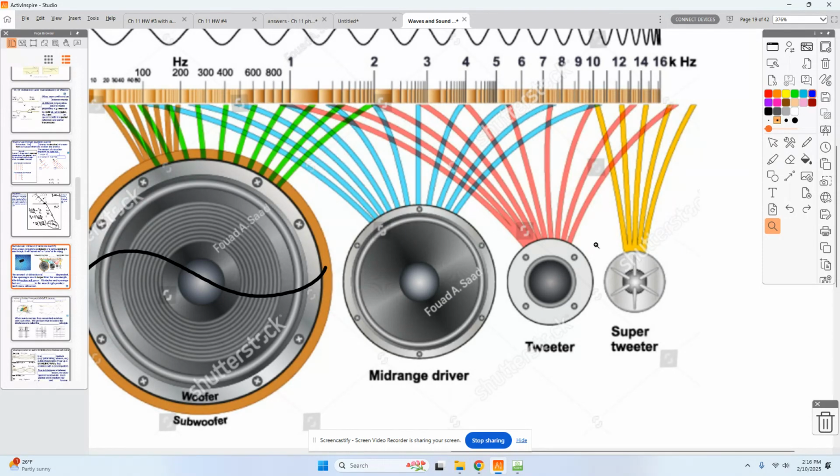Now, what I'd like to do is a quick little demonstration around this table. Sound does travel, but it works better if you're close. So if you would just come around the table, I'm going to play this little speaker here for you.